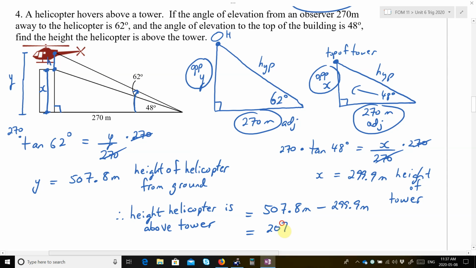207.9 meters. Wow, bang on in the answer key.